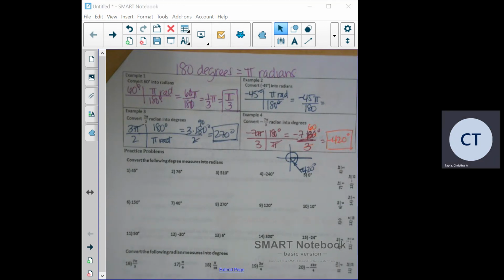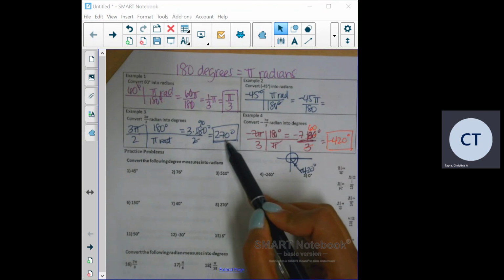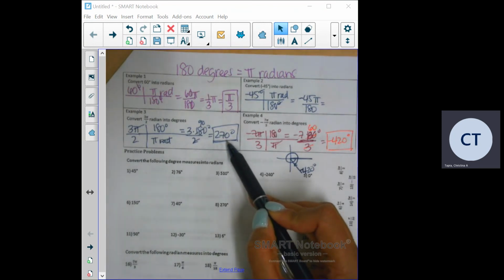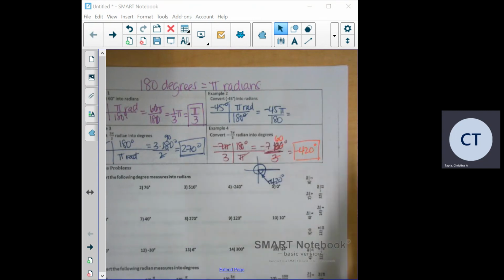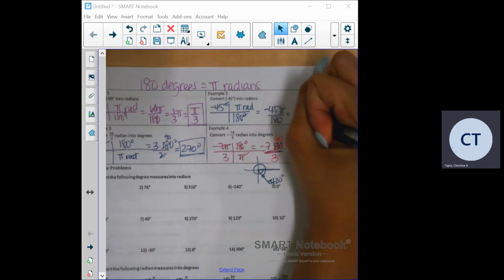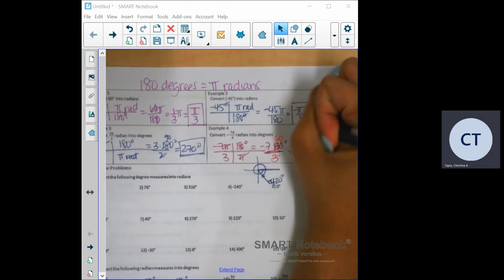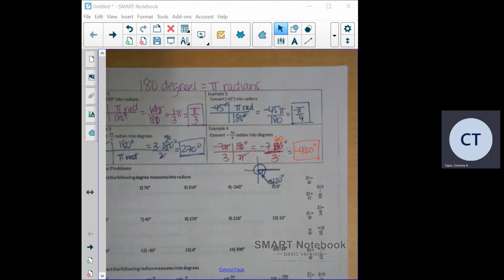Really quick. I got 270 degrees for number 3. Is that okay? What about for 2? I'm not going to keep this 45 over 180. What does that reduce to? Negative pi over 4. That should be your answer. The rest of those practice questions, guys, these are literally just extra practice for studying for your tests and quizzes.